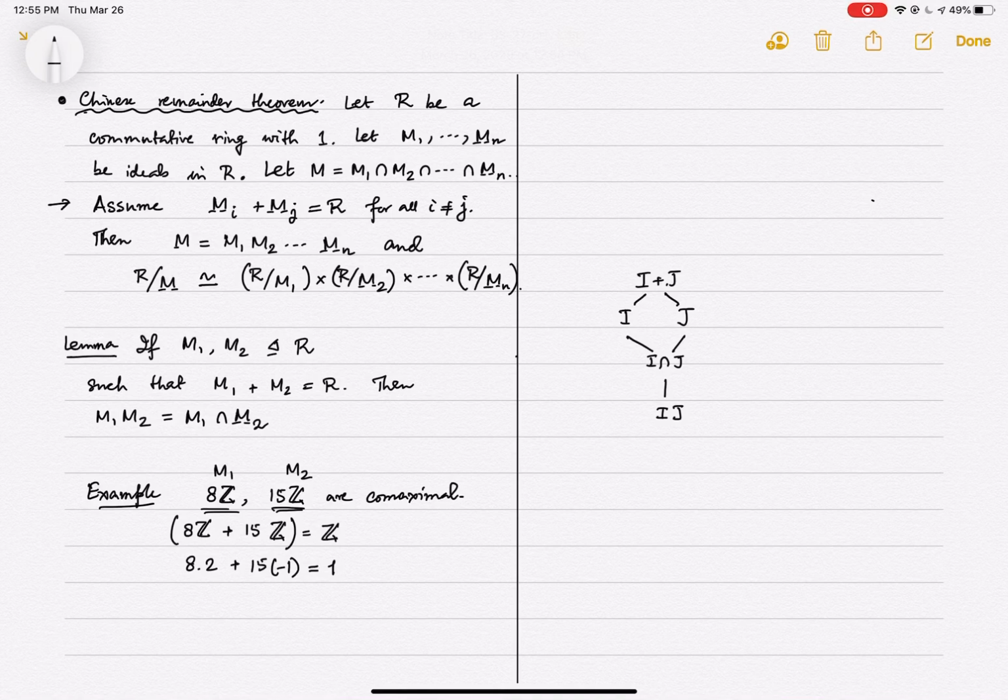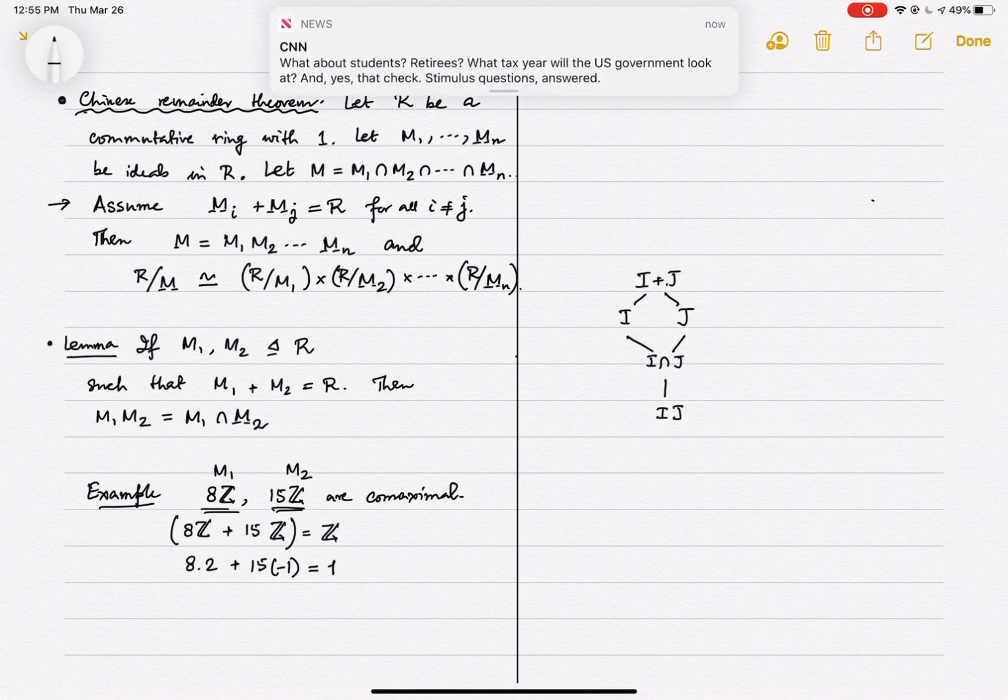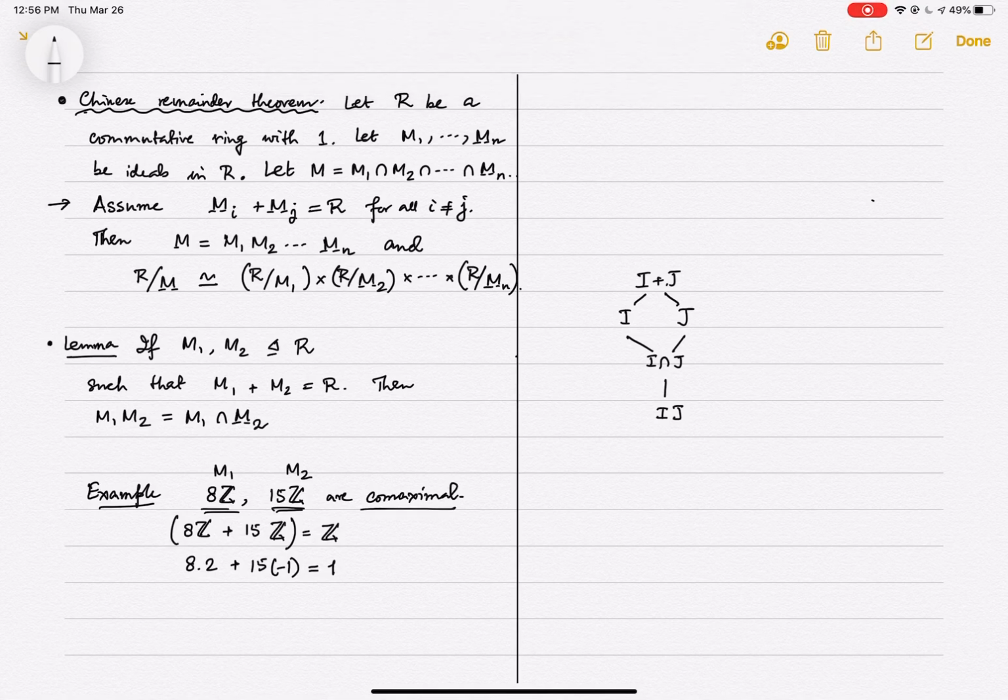Then the intersection of the ideals is the same as the product of the ideals, and R modulo this intersection, or you could say R modulo this product, is isomorphic to the product of the quotients by the individual ideals. Okay. And we proved this little lemma that if you have two ideals that are co-maximal, then the product is the same as the intersection. And to have an example in mind, in Z every ideal is principal, so AZ and BZ are co-maximal if and only if A and B are relatively prime. We saw that.